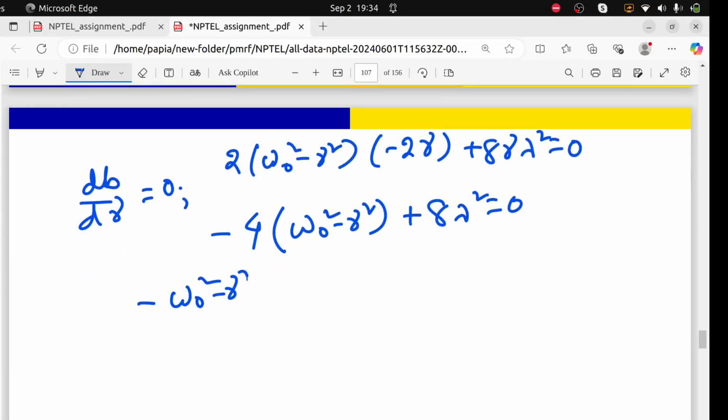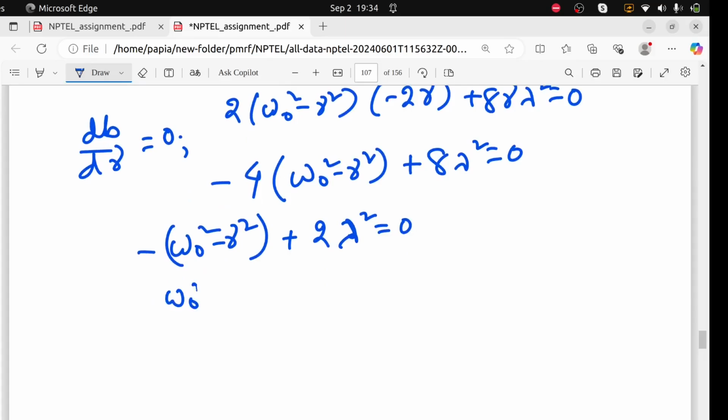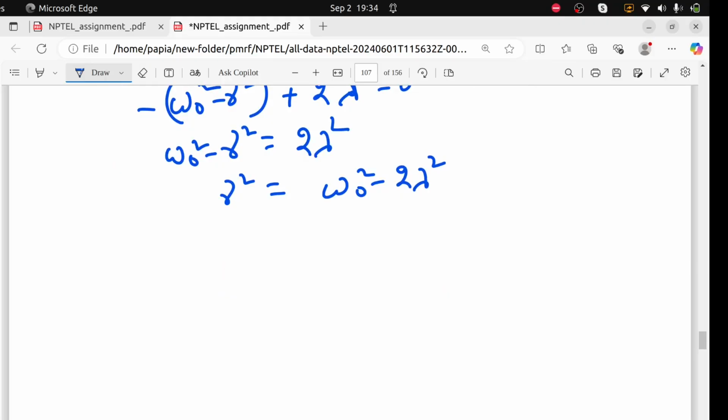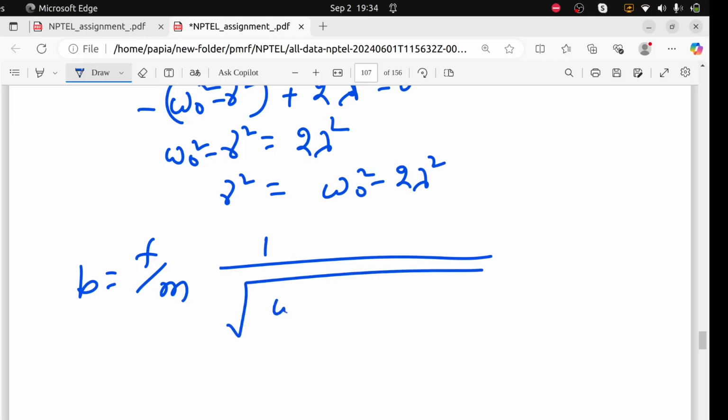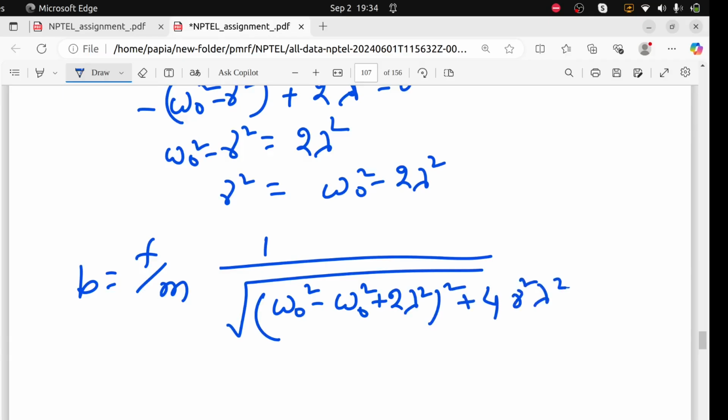Omega 0 square minus gamma square plus 2 lambda square equals 0. So I can write omega 0 square minus gamma square equals 2 lambda square, and gamma square equals omega 0 square minus 2 lambda square. So if I put this value, then B is f by m root over omega 0 square minus gamma square, which means omega 0 square plus 2 lambda square, whole square, plus 4 gamma square lambda square.